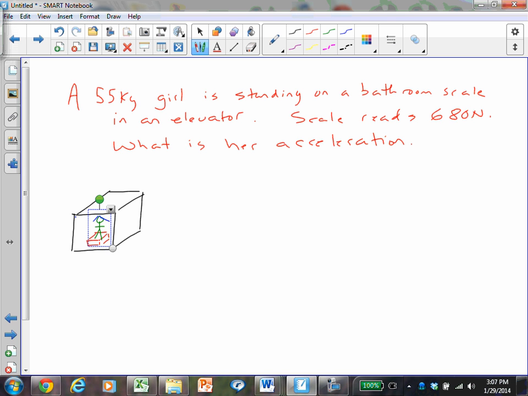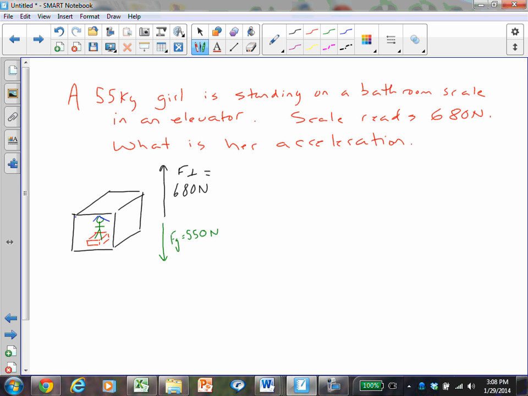The forces on the girl are Fg down and F perpendicular up. Oh, actually, F perpendicular would be bigger, wouldn't it? How much is Fg? 550, or 55 times 10, right? So F perpendicular would be 680 newtons.